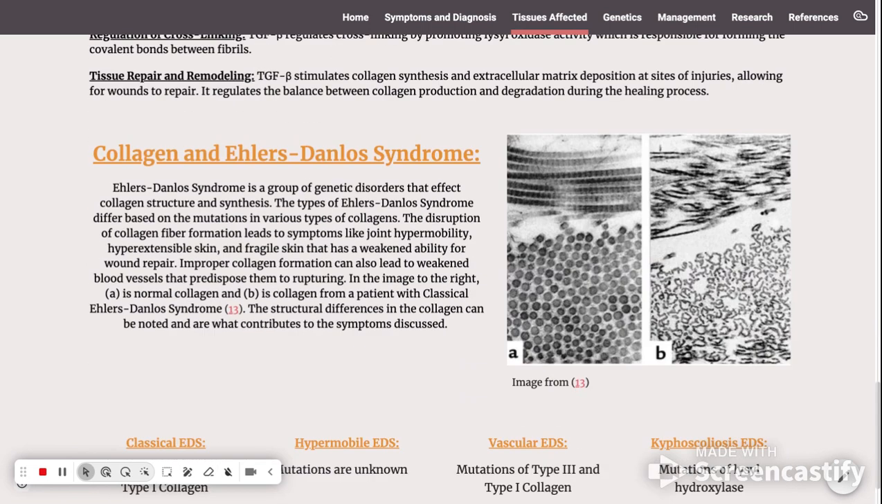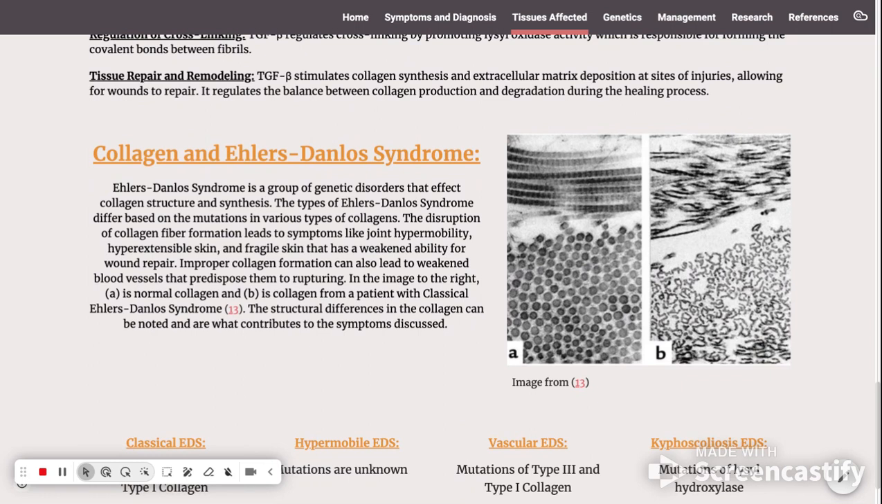So overall, these tissues lead to Ehlers-Danlos syndrome because there's a mutation in genes within the collagen synthesis pathway that leads to abnormal collagen development, and this is going to be a disruption of collagen fiber formation, which leads to the symptoms that we discussed, such as the hyperextensibility. It can also lead to weakened blood vessels, which predisposes patients to ruptures of those blood vessels.